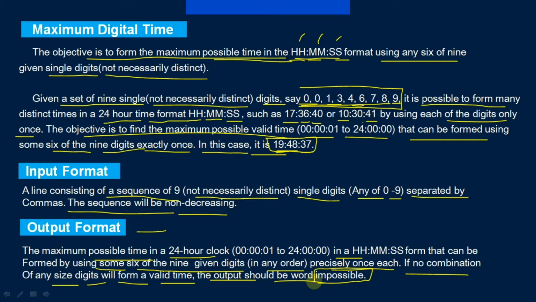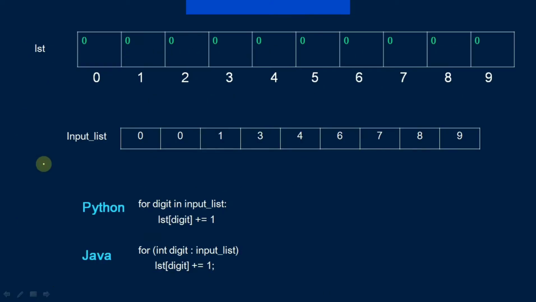Let's see the approach and how we will solve this problem. This was our default input. We know that there are 10 digits possible, so we will first create a list of size 10 and every cell will store 0 initially. After that we will iterate over this input list. In Python code you can iterate like this, in Java you can iterate like this. First of all we will iterate: for digit in input list.